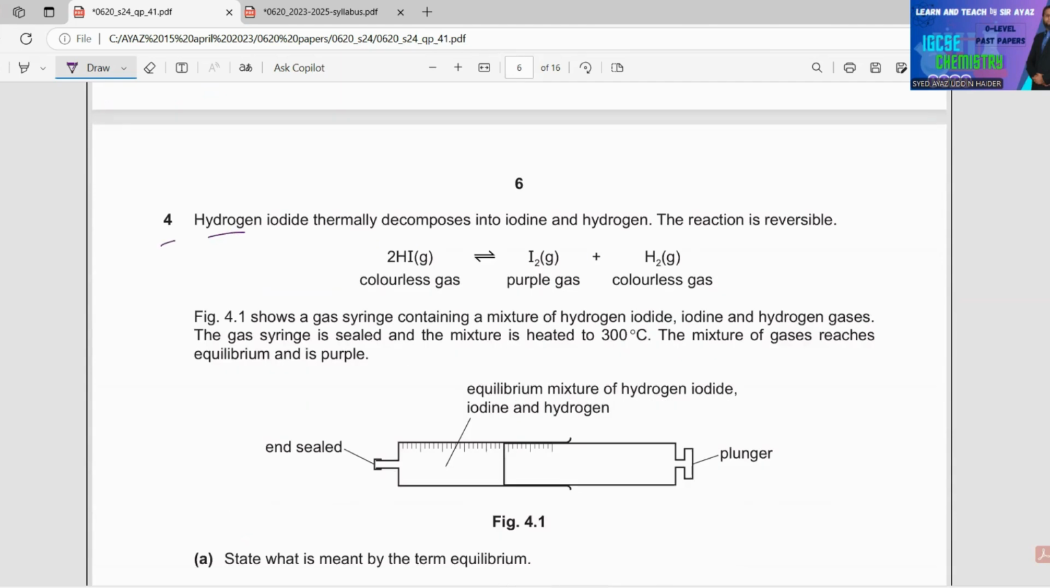4, hydrogen iodide thermally decomposes into iodine and hydrogen. The reaction is reversible. Here's the reaction equation, 2HI(g), reversible sign, I2(g) plus H2(g). Figure 4.1 shows a gas syringe containing a mixture of hydrogen iodide, iodine, and hydrogen gases. The gas syringe is sealed and the mixture is heated to 300 degrees centigrade. The mixture of gases reaches equilibrium and is purple.